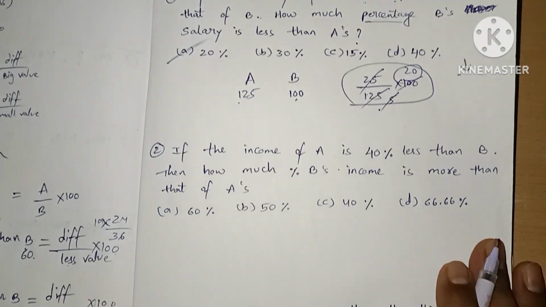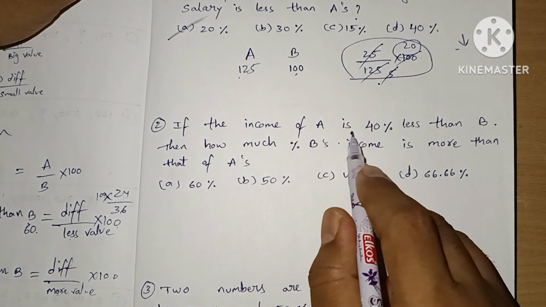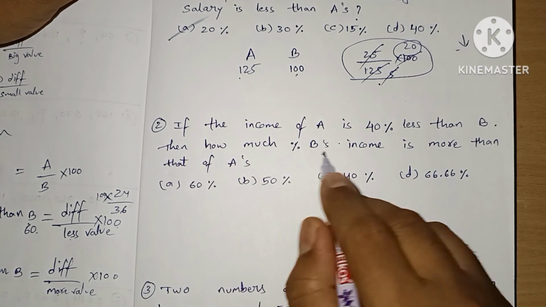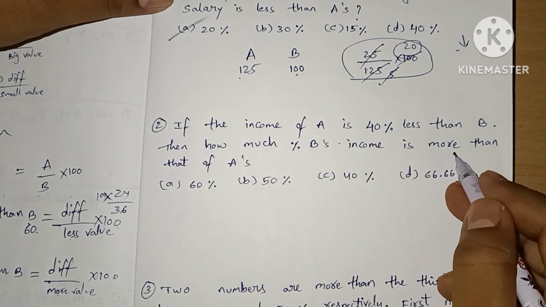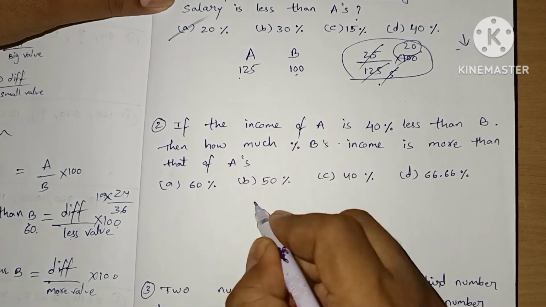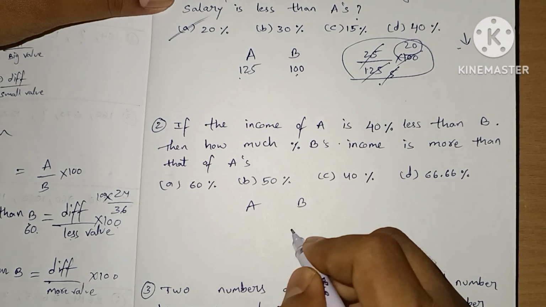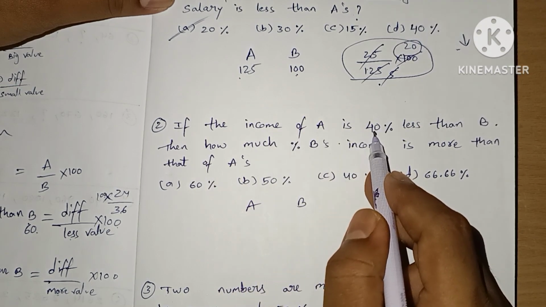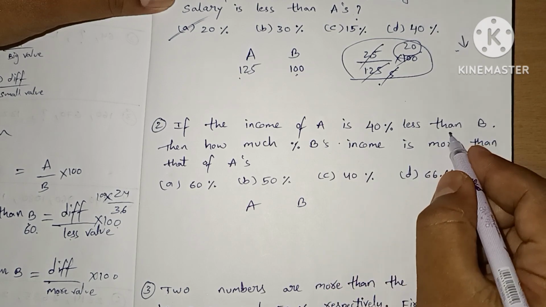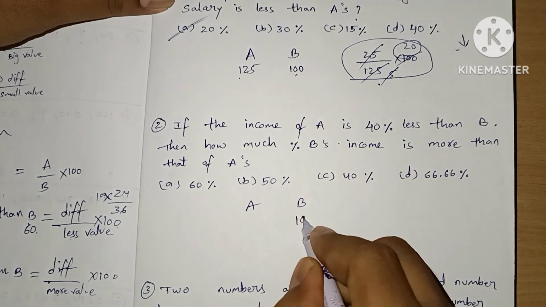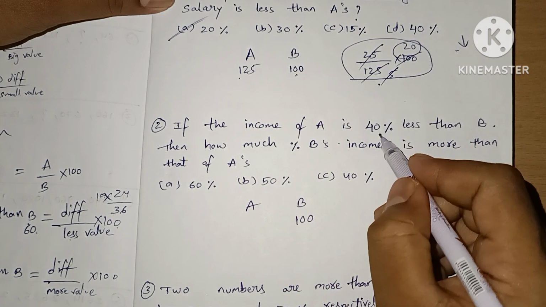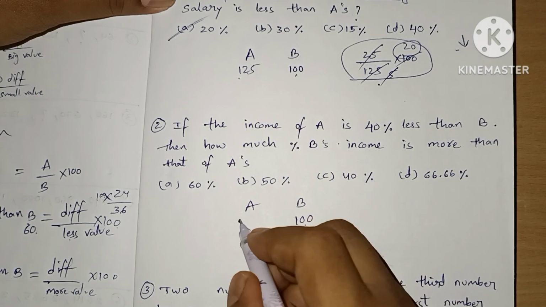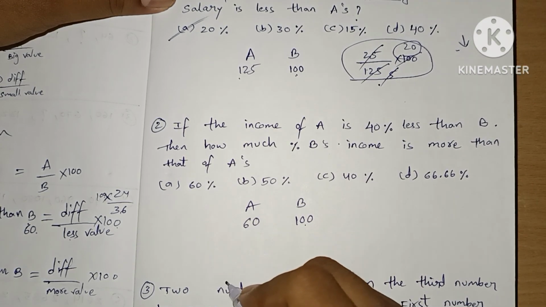Second question. If the income of A is 40% less than B, then how much percentage is B's income more than that of A? First we'll take A and B like this. The income of A is 40% less than B, comparing with B. So let's take B's value as 100. 40% less. 40% of 100 will be 40. 40 less means A has only 60.